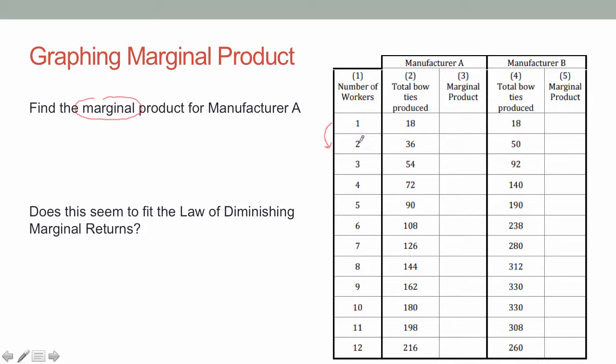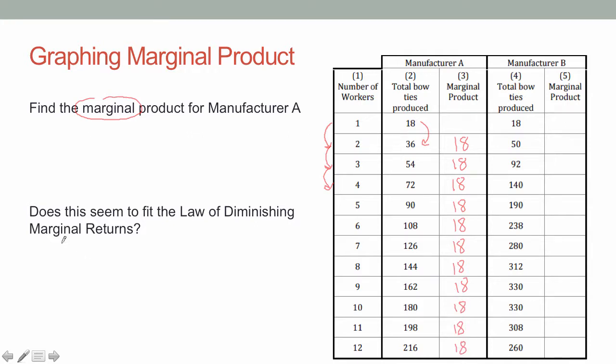So from 1 to 2, for that increase of 1 worker, we're going from 18 to 36. That's an increase of 18. That's my marginal product. All right, let's go from 2 to 3. How much do I increase from that? From 36 to 54, that's another 18. And in fact, if we look at all these, we'll really quickly see this is just a pattern of adding 18 over and over and over again.